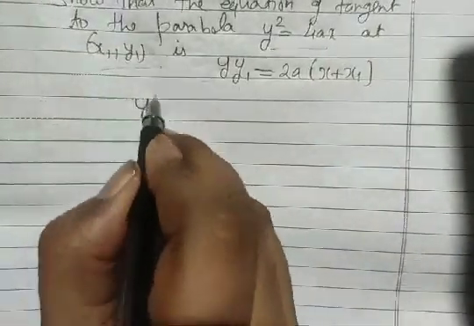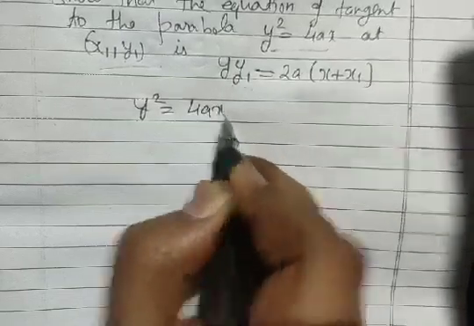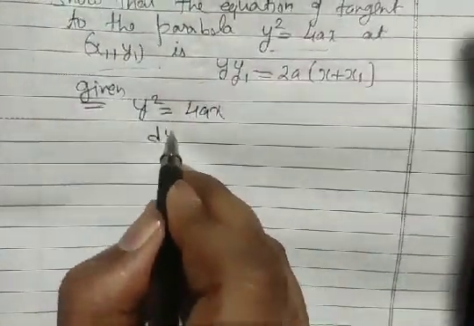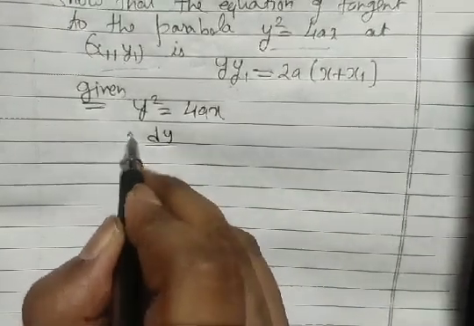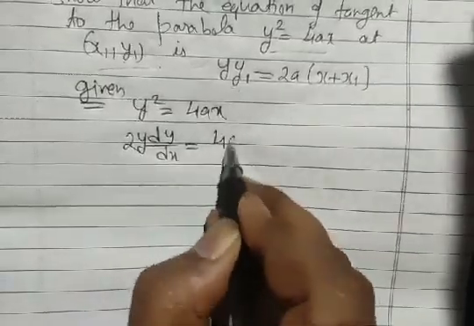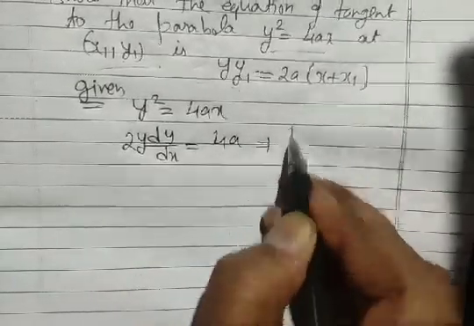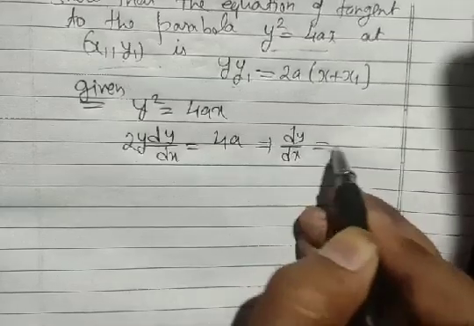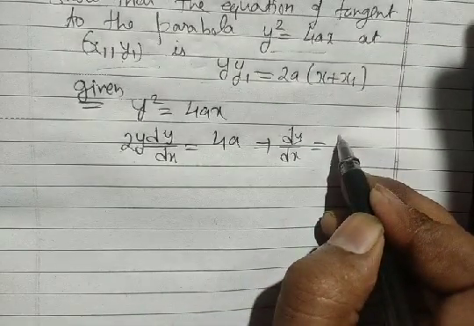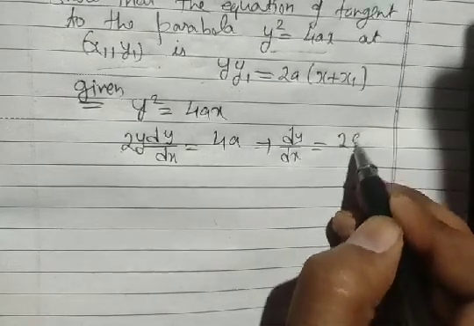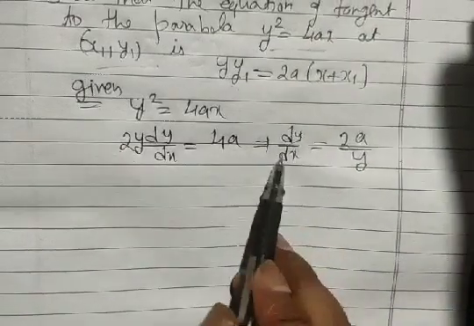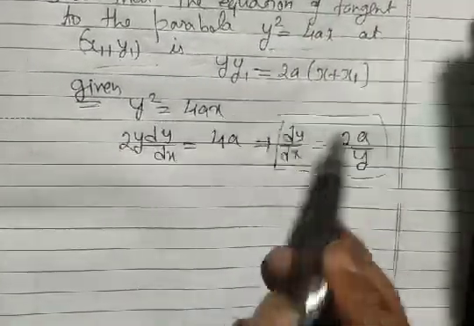We are starting with the given curve y square equal to 4ax. Now we are going to find its derivative. Then we get 2y dy/dx equal to 4a. From here the value of dy/dx is 4a upon 2y, that is 2a upon y.